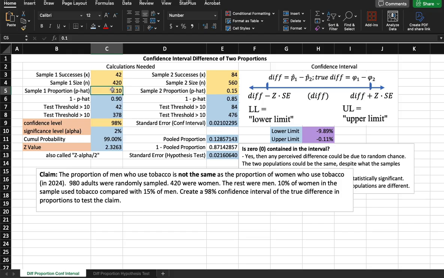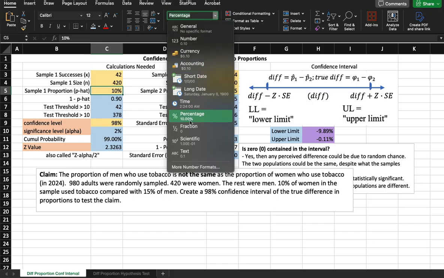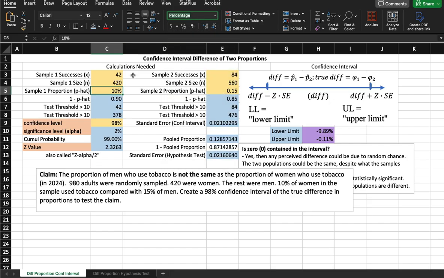You can change the format of that. I have it formatted as a decimal, but if you go up here in the format menu bar, we can change that to a percent if you'd like. So you can actually look at the drop-down menu here and just change that decimal to a percentage if you want. And now you can see what that looks like as a percent.